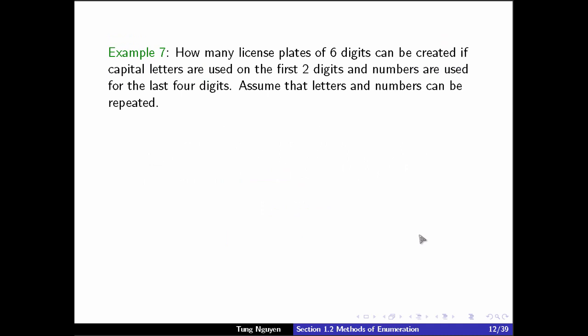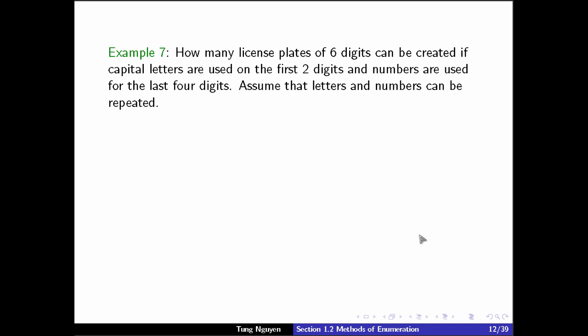Now let's look at this license plate problem. The license plate has 6 digits, with the first 2 being capital letters and the last 4 being digits. The question is how many license plates we can create with such a rule. And we also assume that the letters and numbers can be repeated.